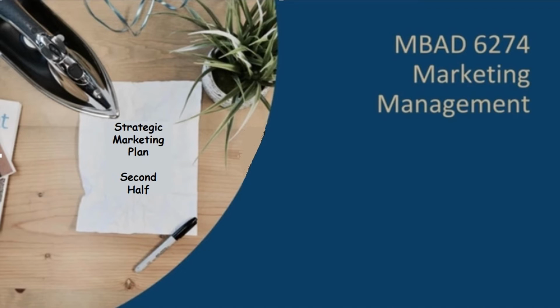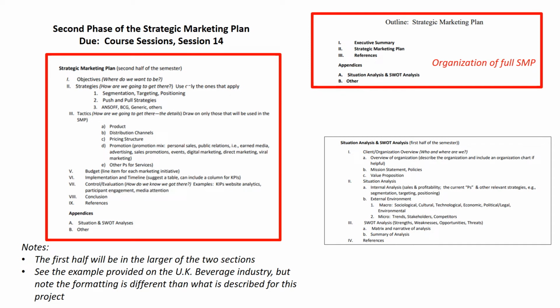This is a guide to the second phase, or second half, of the strategic marketing plan. In this phase of the strategic marketing plan, the focus is on where do we want to be, that is, the objectives, and how are we going to get there, the strategy. The tactics are a specific list of actions that help us know what we exactly want to do in getting there, or reaching our objectives.